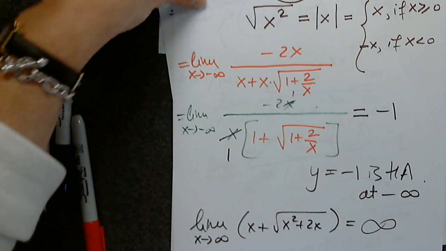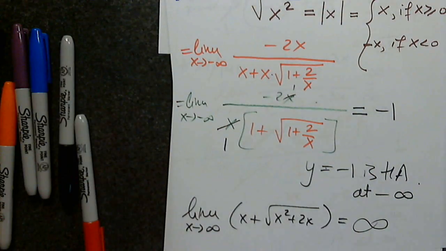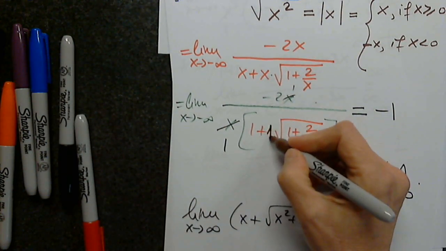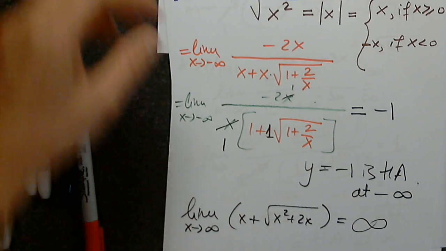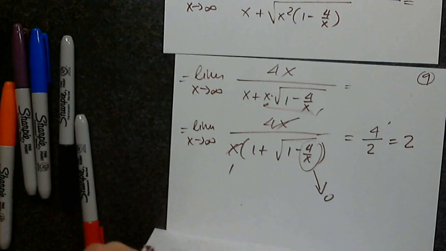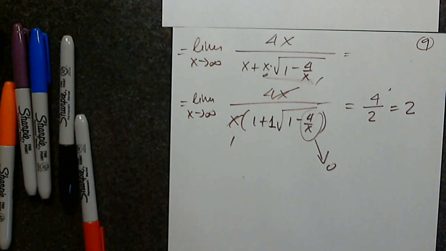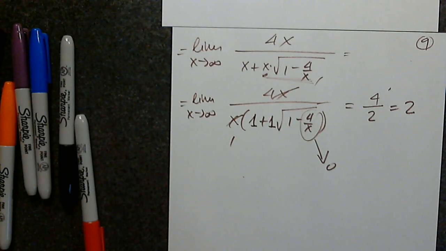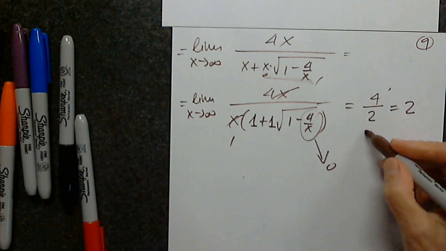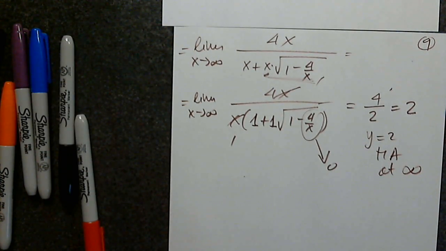Is that okay? Would it help if you wrote the 1 on the outside? Oh, yeah. Okay. I think that's the only thing. It's implied, but yeah, that makes sense. Is that better? Yeah. Is this clear? So now I conclude that y equals 2 is a horizontal asymptote at infinity only.